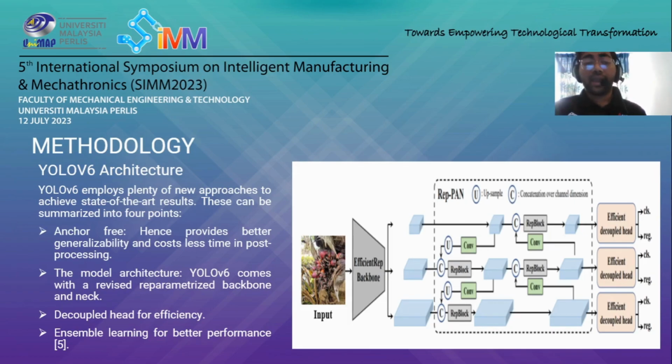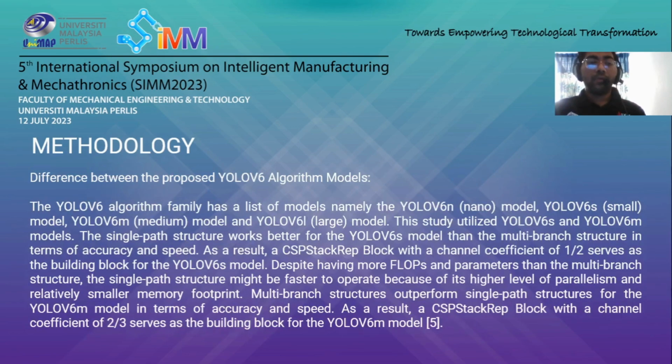The model architecture YOLOv6 comes with a revised, reparameterized backbone and neck with decoupled head for efficiency, and lastly ensemble learning for better performance. And the architecture of the YOLOv6 algorithm can be seen here in the image. Alright, next up we have the difference between the proposed YOLOv6 algorithm models.